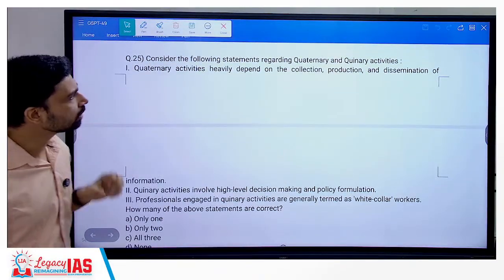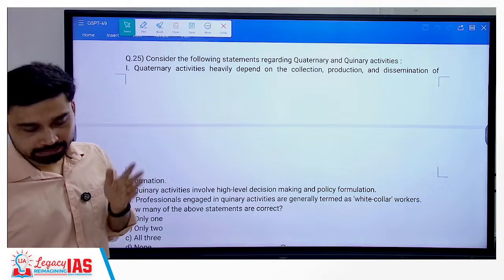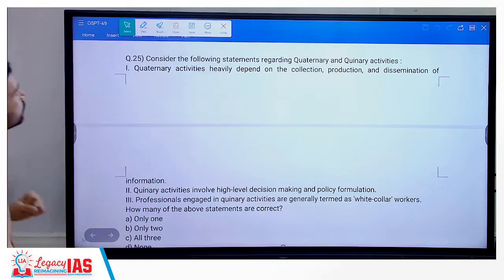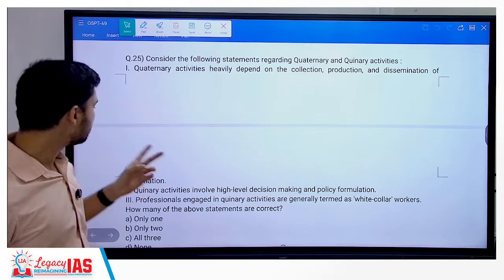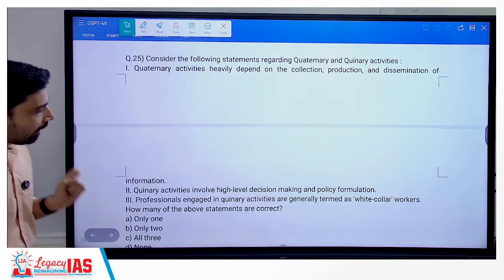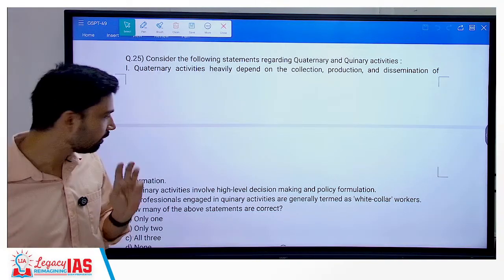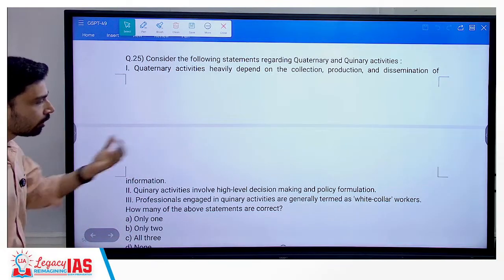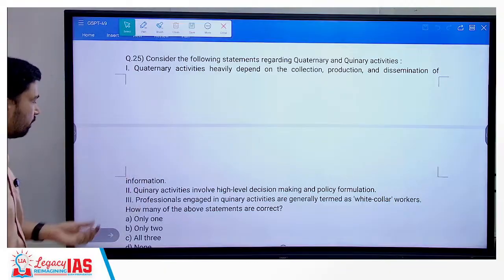Then again, based on quaternary and quinary, we have discussed primary, secondary, tertiary, quaternary and quinary, 5 types of activities in economy. Quaternary activities heavily depend on the collection, production and dissemination of information. That is the correct definition. Quinary activities involve high level decision making and policy formulation. That is also correct. Consultancy services, for example, are discussed here. Consultants are brought in to help in the decision making and policy formulation.